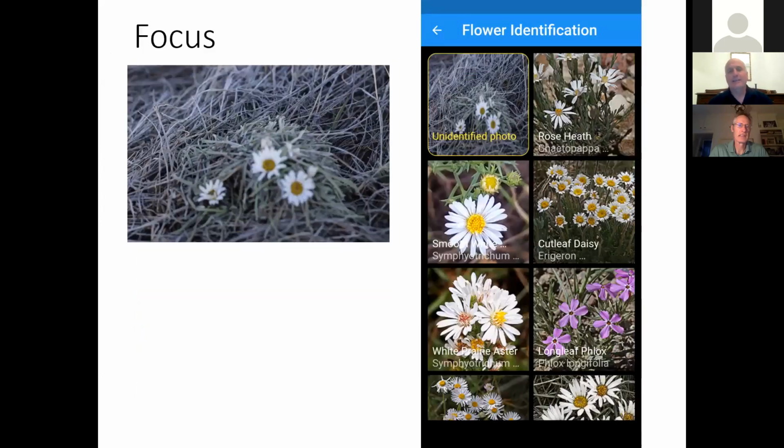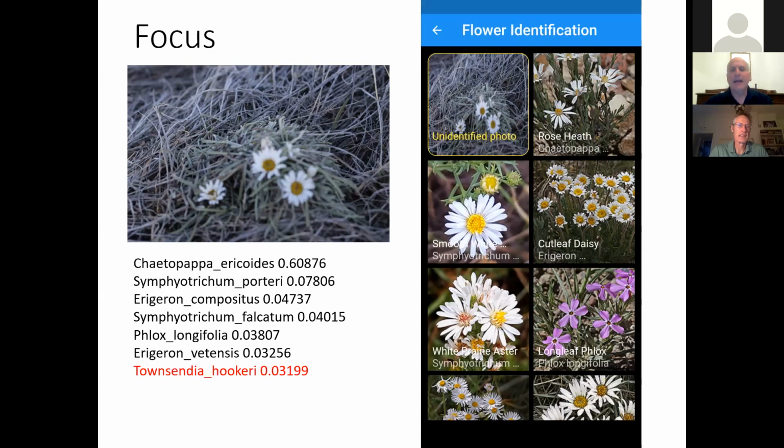Another one is focus. Because it's looking for edges, the edges come into play when something's in focus. So here, we're back to Townsendia. We're going to see a lot of Townsendia today because it's the only thing that was out there blooming. You can see that the camera has focused on the background a little bit. And by focusing on the background, the model isn't seeing what it needs to see.